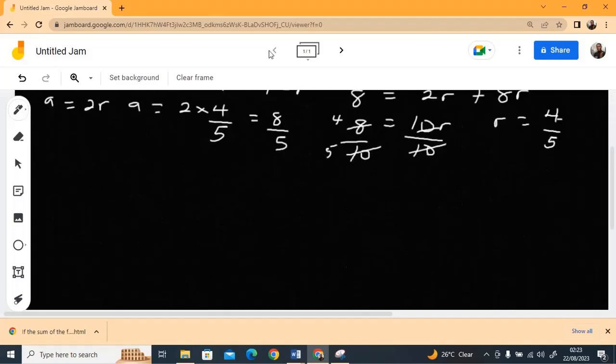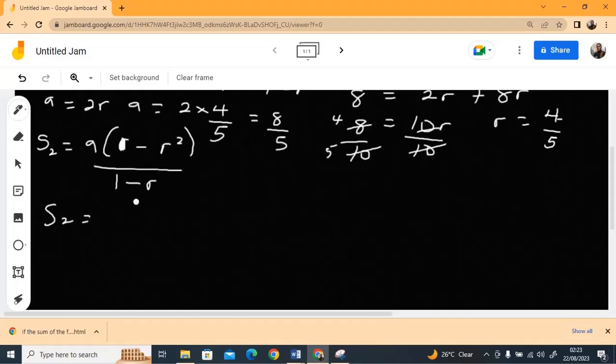And the formula for the sum of the first n terms, when R is less than 1, is A times (1 minus R raised to power n) over 1 minus R. Here n is 2, the first two terms. Now, using this, the sum of the first two terms: my A is 8 over 5. That is 8 over 5.